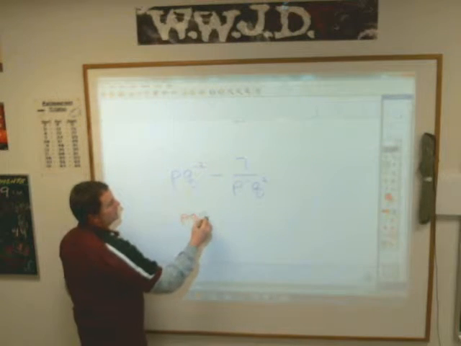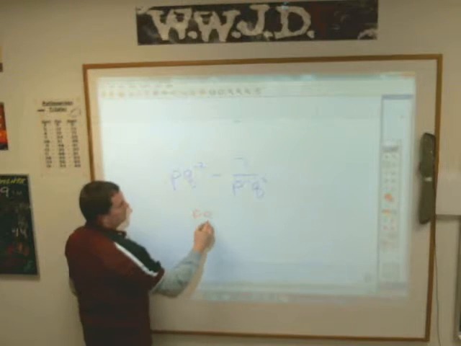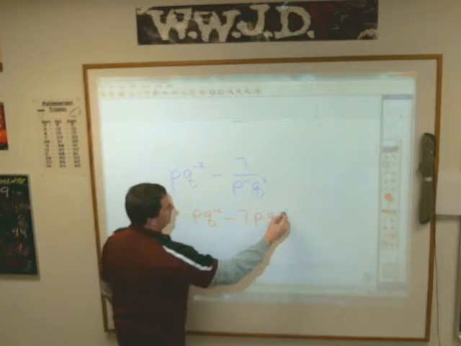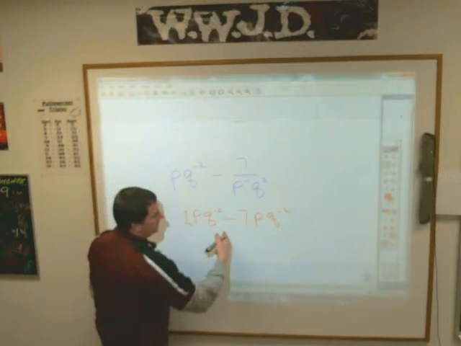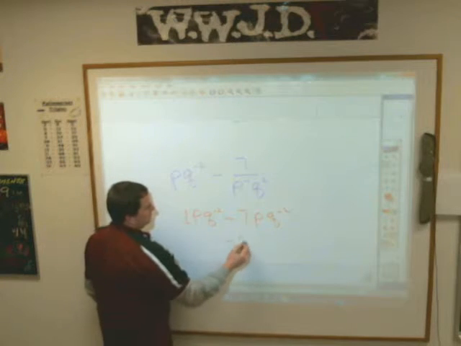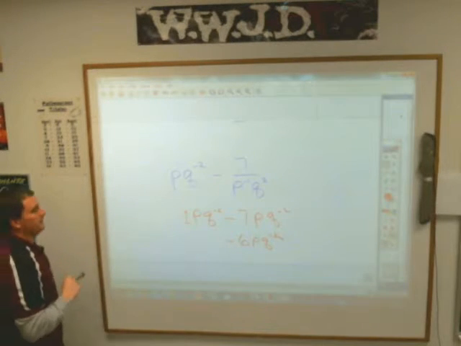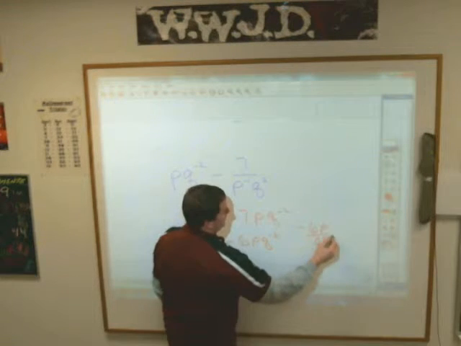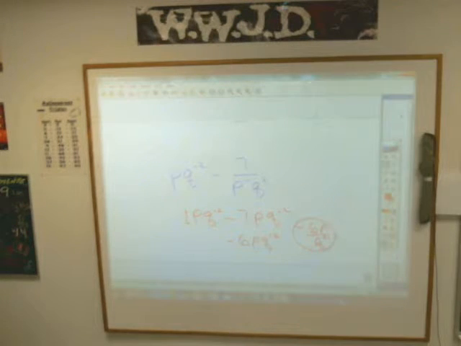You got p cubed negative 2 minus 7p cubed negative 2. Are they like terms? What do you get if you have 1 p cubed negative 2 minus 7 of them? Negative 6 p cubed negative 2. Is that my answer? No, Jack, why not? Because you have to move the cube to the bottom. I'm trying to stump you and I just can't.